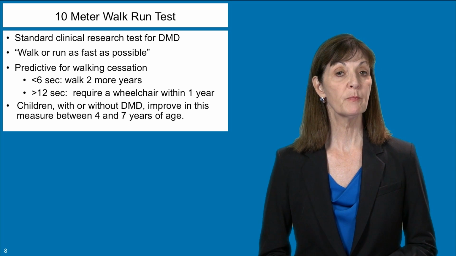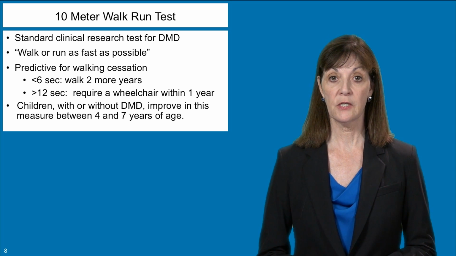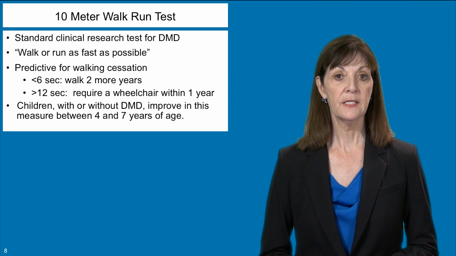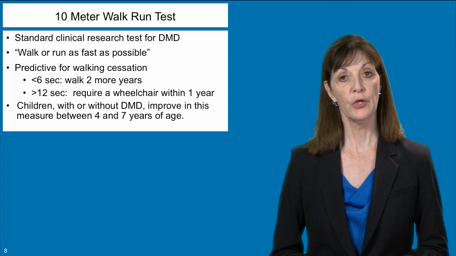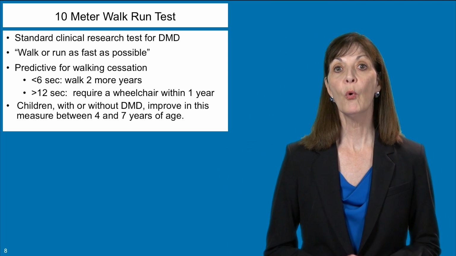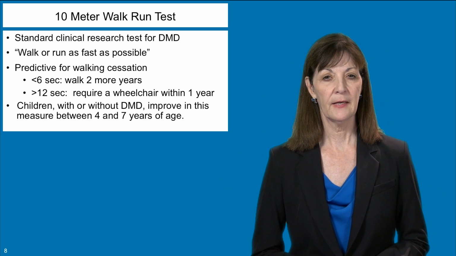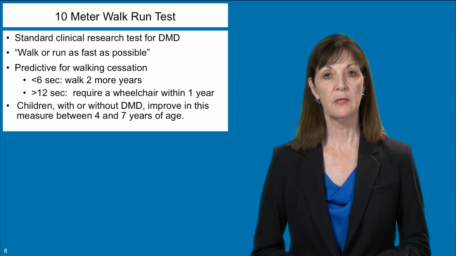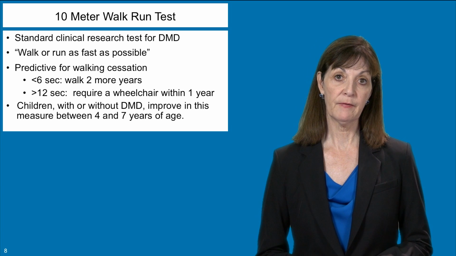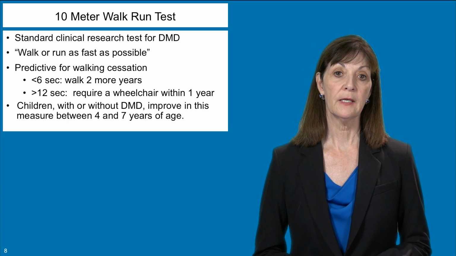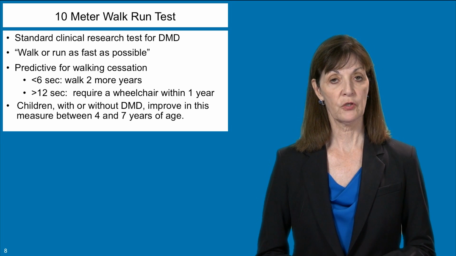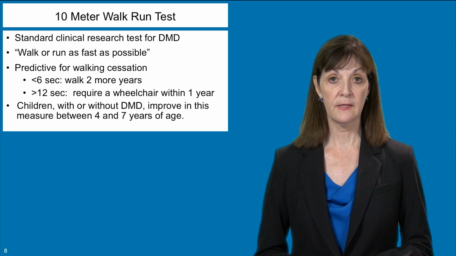And we found that it's predictive for walking cessation. So if a child can do this in less than 6 seconds, then typically they're going to walk for about 2 more years at least. If it takes them more than 12 seconds, then it predicts that they're going to be using a wheelchair within a year. And as I said before, children at young ages, between 4 and 7, typically improve in many functional measures, and this is one where we see that they do improve.